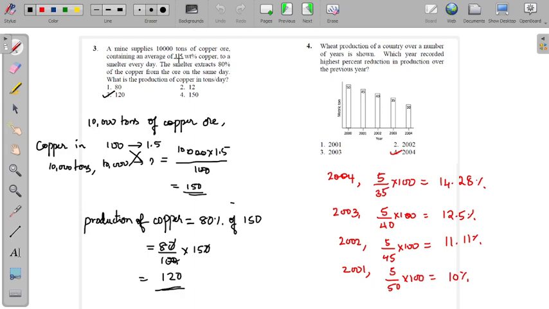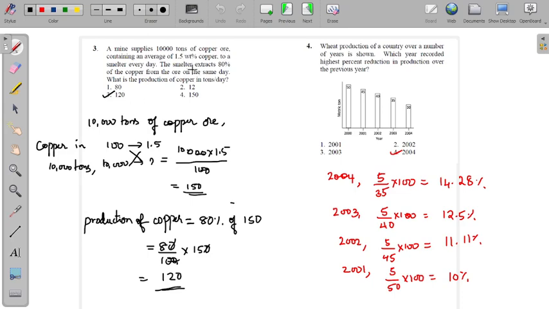Next question. A mine supplies 10,000 tons of copper ore containing an average of 1.5 weight% of copper to a smelter every day. The smelter extracts 80% of the copper from the ore on the same day. What is the production of copper in tons per day? First, out of the 10,000 tons of copper ore, we have to find out how many tons of copper are available from that ore, because only 1.5 weight% of copper is available. So for 100, it is 1.5%. For 10,000, how much? So 150 tons of copper will be available in that 10,000 tons of copper ore.